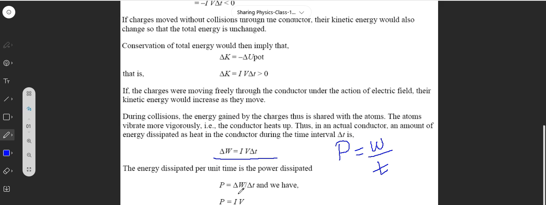So within the given time, how much amount of work the charges are going to do to make the appliance work will be taken as the power. So the power will be given by work done divided by time. Yes. Now in electric circuits, the power will be written as I into V. You don't want to worry much about it.